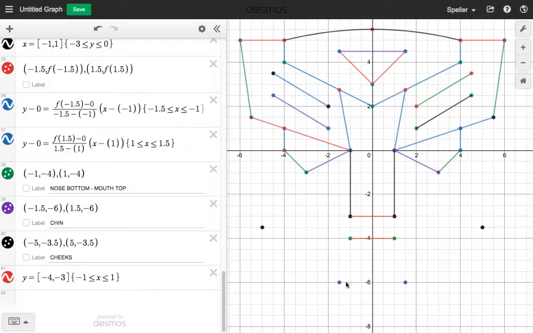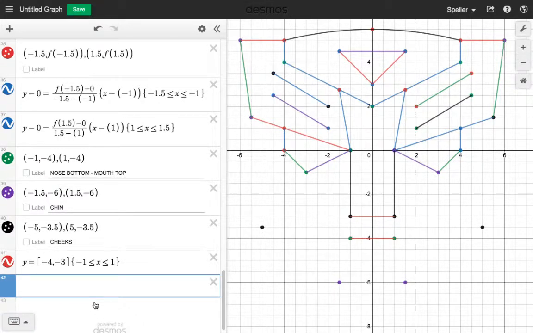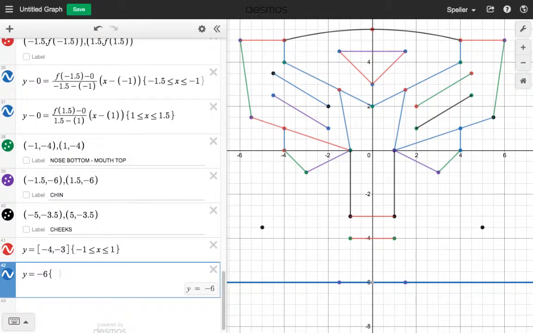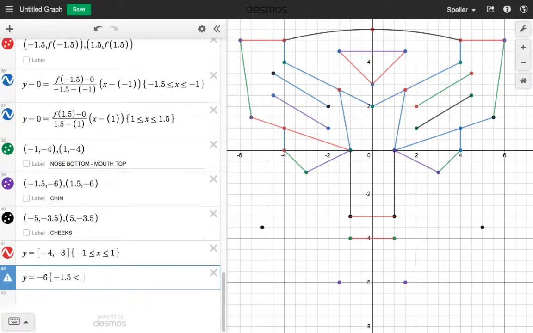Now let's go ahead and work on the chin, where we're going to have another horizontal line. So here is another y equals problem. Let's take a look at the points here. We see that the y values here are -6. So we want y to be equal to -6, and let's take a look at what the domain should be. We want the domain to go from -1.5 to +1.5. So curly braces. Again, this is domain, so we're going to say it has the x variable, and then we want the +1.5. All right, and there is the chin.